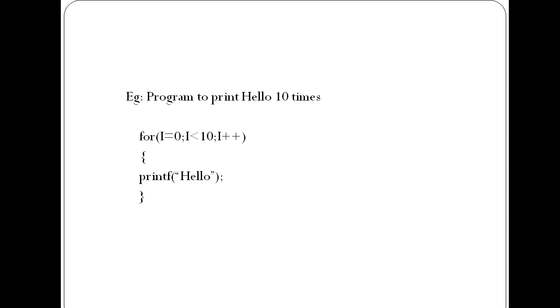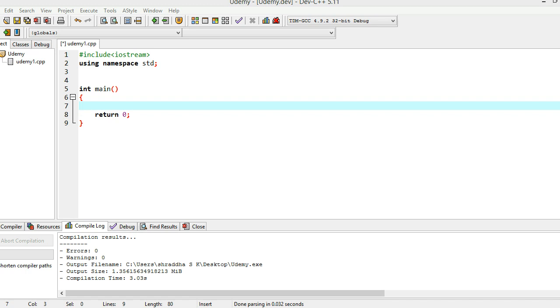The control goes to this condition check. That is, 1 is less than 10 or not. Yes, 1 is less than 10. Print hello. Then again incrementation. I becomes 2. 2 is less than 10. Yes, print hello.